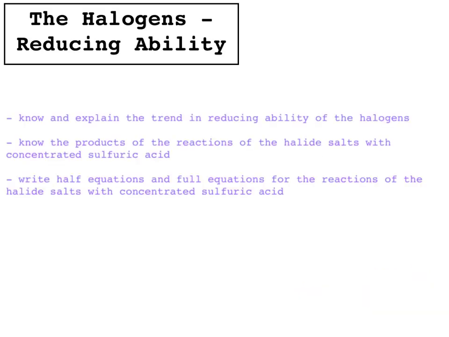So our aims for this video are to know and explain the trend in the reducing ability of halogens, know the products of the reactions of the halide salts with concentrated sulfuric acid, and if you know these reactions, then it's easier to do the third aim, which is to write half equations and full equations for the reactions of the halide salts with concentrated sulfuric acid.